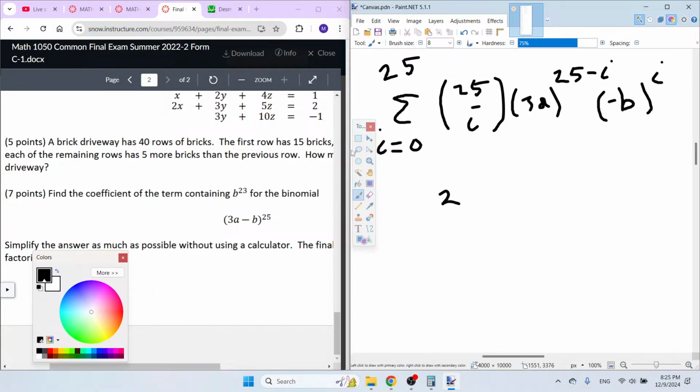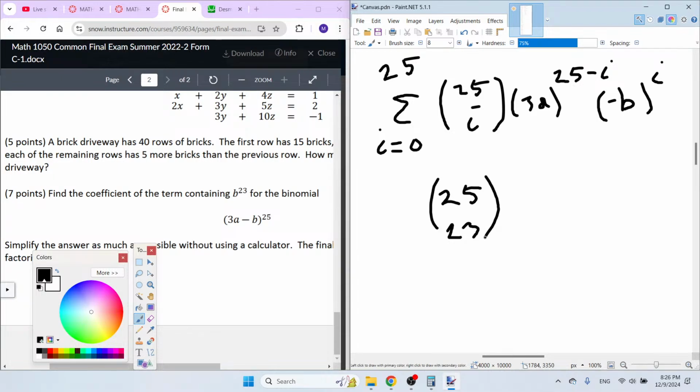Let's move this color thing over here out of the way. So we want 25 choose 23 because when i is 23, the power on b is 23. That gives us (3a) to the 25 minus 23. That's just 2. And then we get (negative b) to the 23rd. Since it's an odd power, we get to keep a negative sign. And we get b to the 23rd. So this is the term we're looking for.